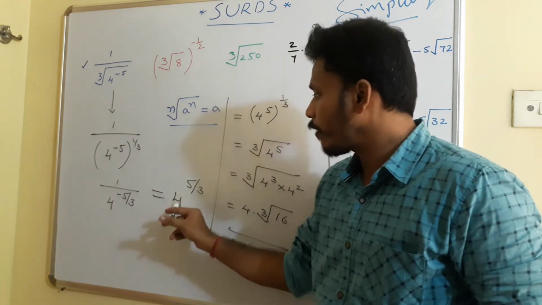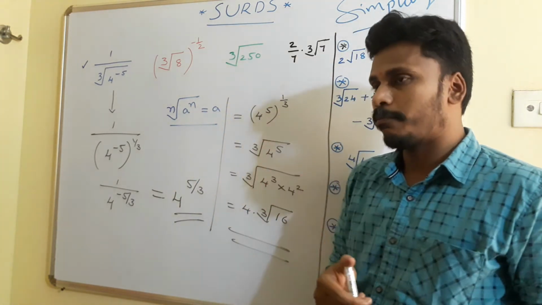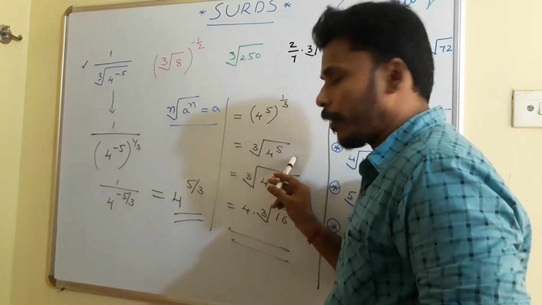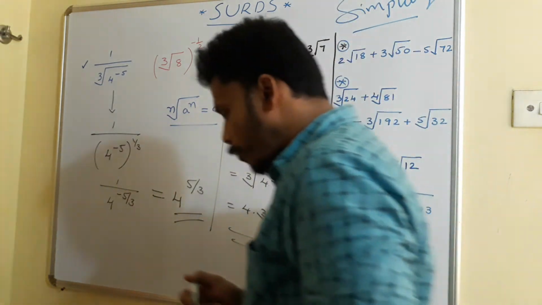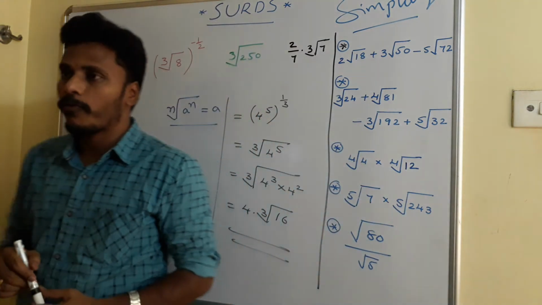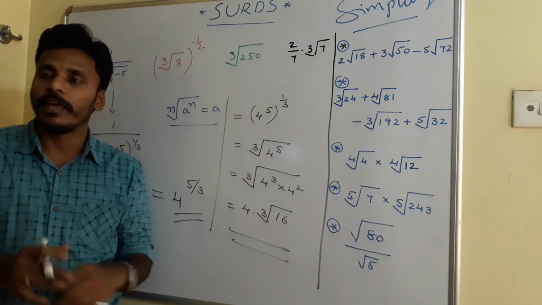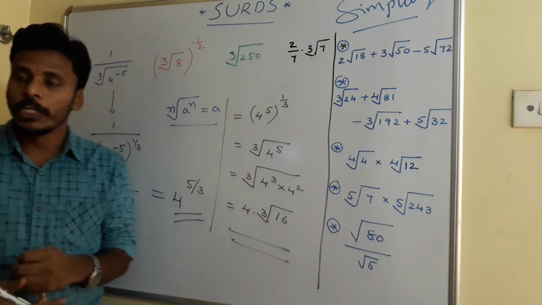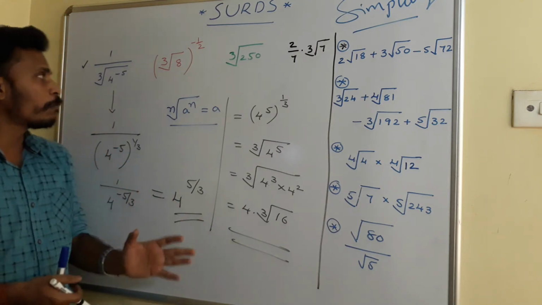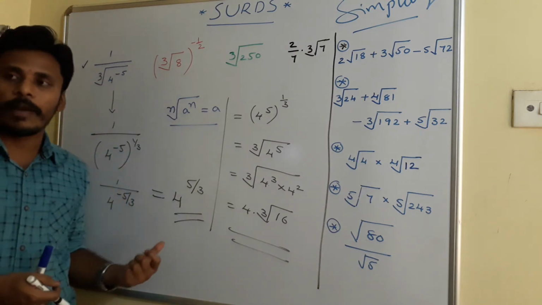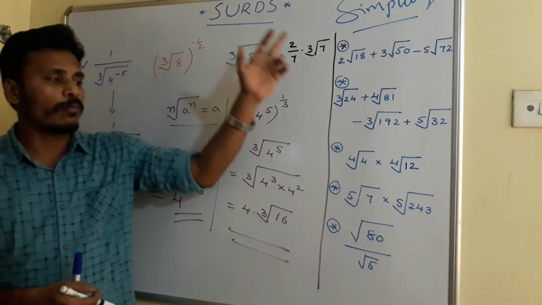Again, you just rewrite it like 4 power 5 to the power 1 by 3 by the laws of exponents. And if you write like that, this is cube root of 4 power 5. And then cube root of 4 cube into 4 square, and then cube root of 4 cube is 4, and your answer is 4 into cube root of 16. There ends your task, right? So this is the way to simplify this 1 by cube root of 4 power minus 5. So in the same pattern, I am going to simplify some more problems.